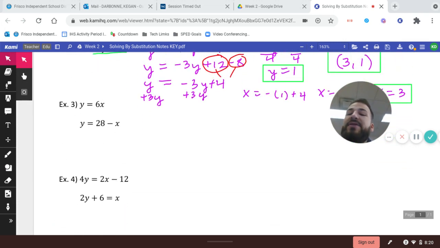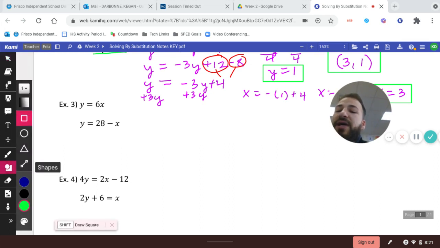So we got example 3, y is equal to 6x, and y is equal to 28 minus x. So these are actually both solved for y. So graphing might be a better choice here, but we're going to do substitution anyways, just so you can see that even if one's set up for another, you can still use one of the other methods. So if you just love substitution after today, you're like, wow, Mr. Arbone, substitution's easy, then you can always do substitution as long as one of the equations is solved for a variable.